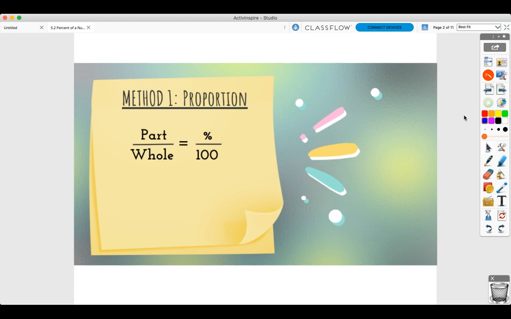So proportion, what this means is that you're doing a part over a whole. Okay, so part over whole is equal to percent over 100. So you can be solving a proportion doing this. It's really important to have this down, all right?